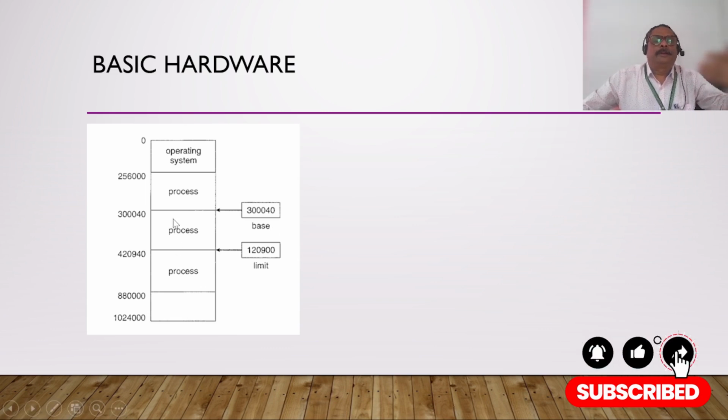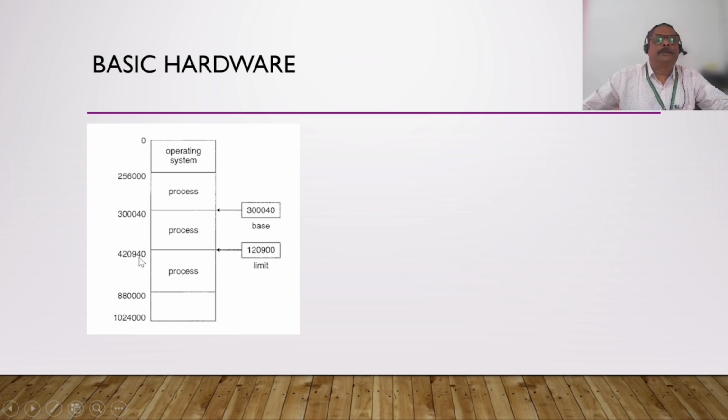Now how do we exactly know where it is? For that we use the starting address, which we call the base address. In this case, this process lies between 30040 and 420940. These two locations, our whole process lies. Therefore this is our beginning address, so we call this the base, and then we see how long it is. You subtract this from this, and we get 120900, and that is the length of this block.